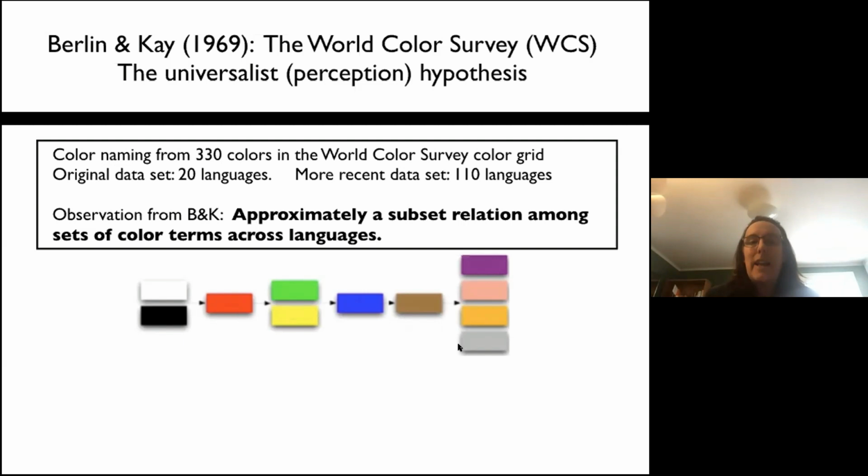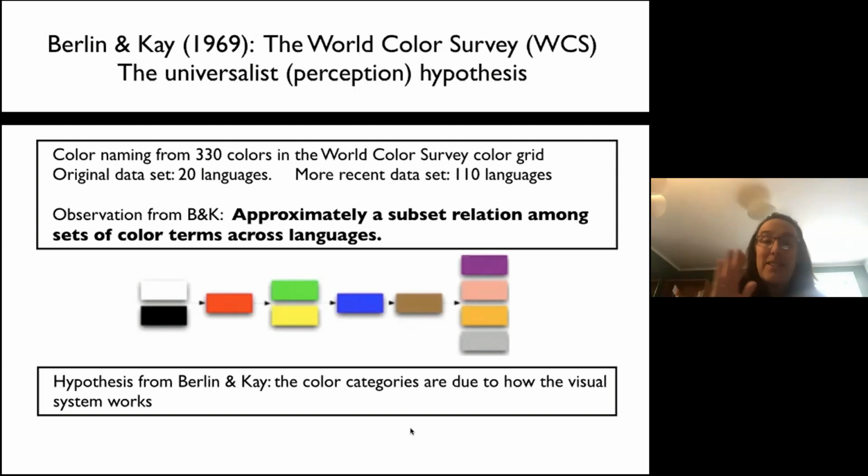In how languages are bringing terms into their set of color terms. And so what they guessed, because there was this total order, this subset relationship, is that maybe the color categorizations across languages were due to the visual system, to how people see color. Maybe black, white, and red are the most salient things in the visual system, and so they're labeled first, and so on. They thought this would bottom out in neurophysiology. So we'd see this in the neurophysiology of color vision, and that would work out that way. But that has not happened. Okay, so that's their hypothesis.